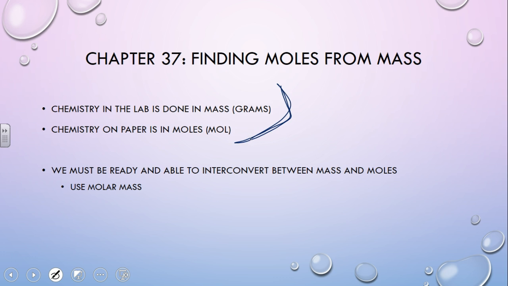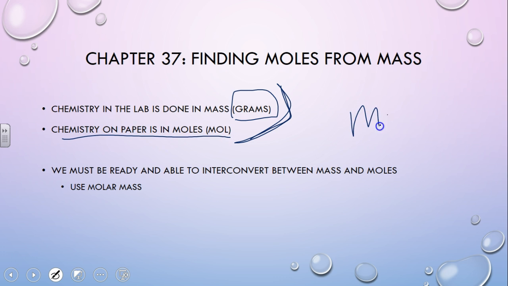Okay, is that when you do lab, everything has to be measured in grams. So we go to lab, we put things on a balance, the balance gets things in grams. When we go to the hospital, we measure things out in grams. When we do things in the kitchen, we measure things out in mass, we use grams. All the chemistry that's done in real life is done in grams or mass.